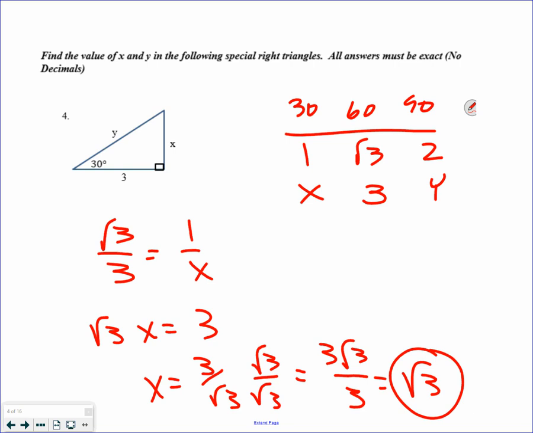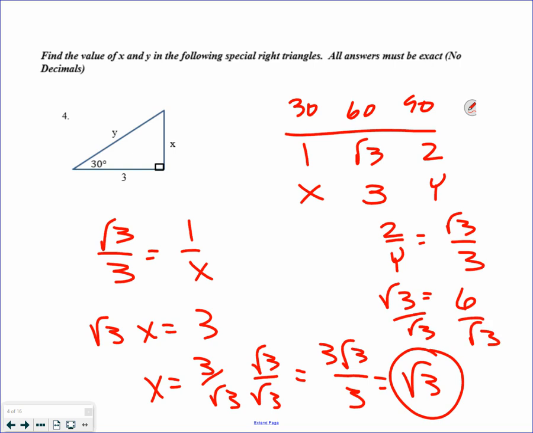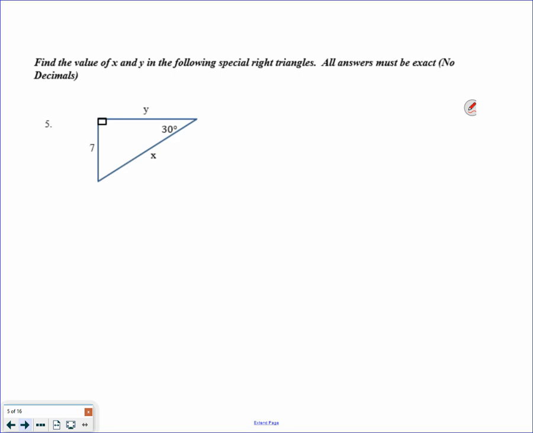And the next one, I get 2 over y equals the square root of 3 over 3. So I end up getting the square root of 3 y equals 6, dividing by the square root of 3. So I get 6 square roots of 3 over 3, and running out of space, reducing that, y is 2 square roots of 3. I'll try to give myself more space this time.